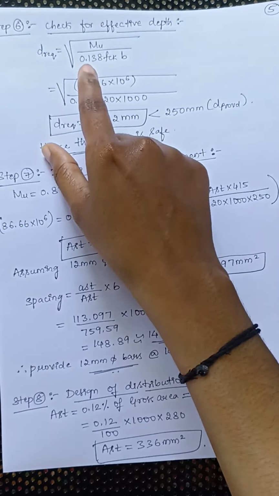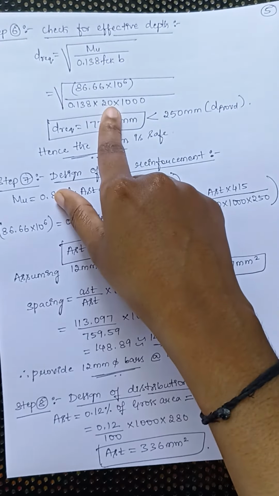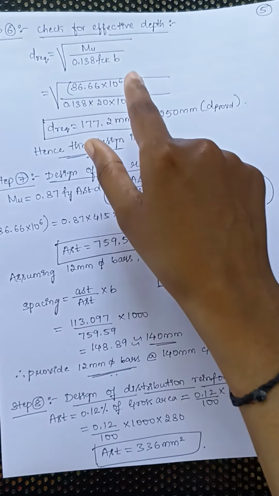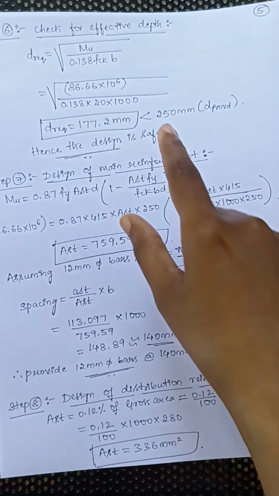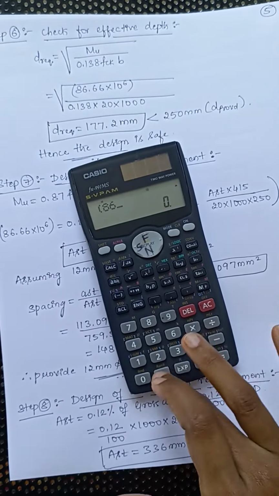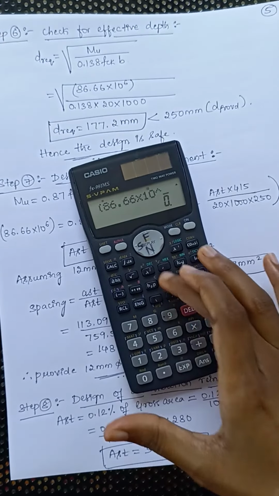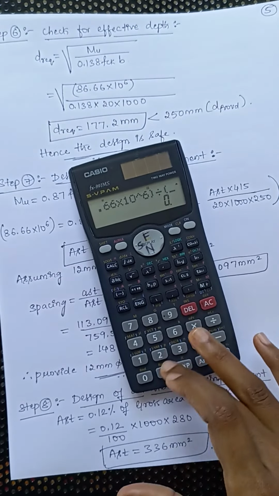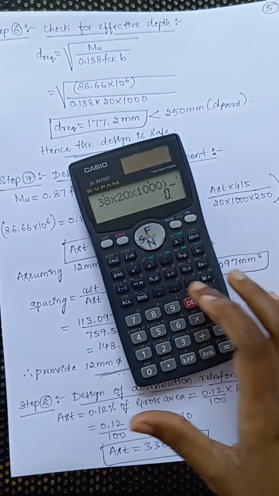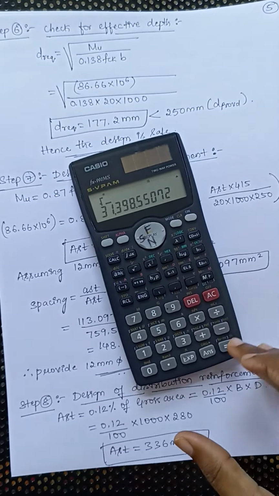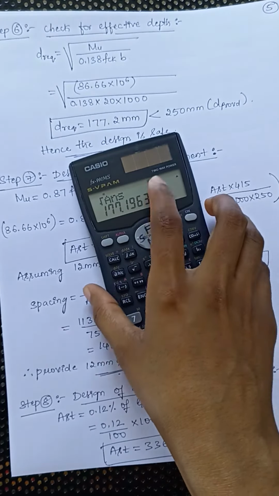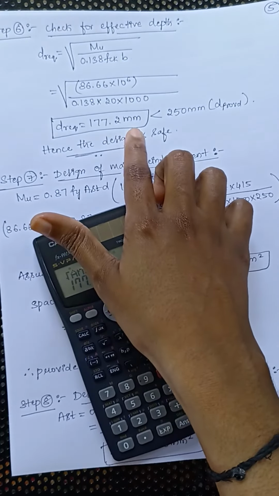Then divide the whole thing by 0.138, fck is 20, and we assume the width of the slab as 1000 mm. Let us start simplifying. 86.66 into 10 raised to the power 6 divided by 0.138 into 20 into 1000, take the square root. We get a value of 177.196, approximately 177.2 mm.